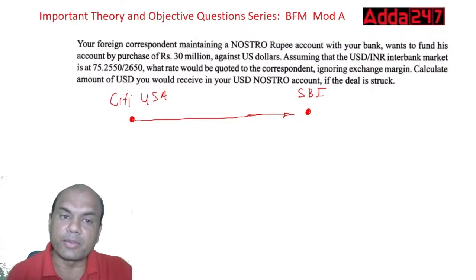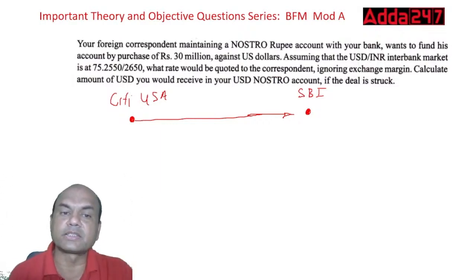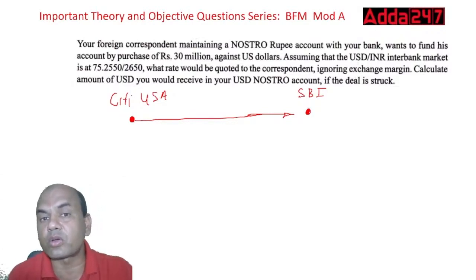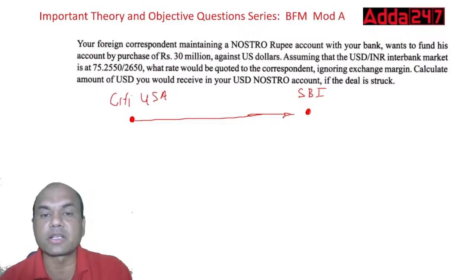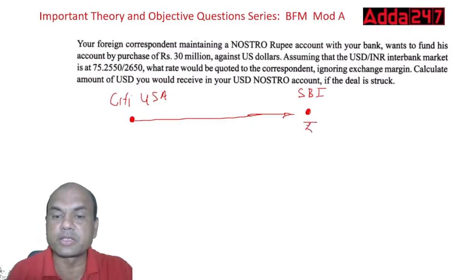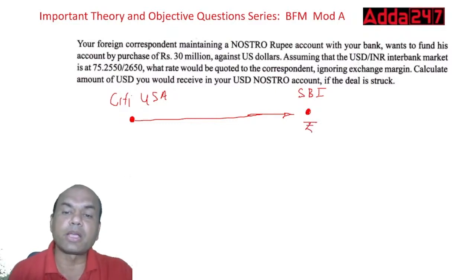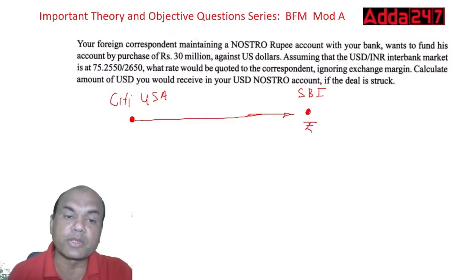Now type in the comment section, what will this account be called in the books of Citibank? Means Citibank will call this account as what? Nostro or Vostro. Type that. Citibank is maintaining a rupee account with SBI. Here it will maintain the rupee account only with SBI. So this rupee account maintained by Citibank with SBI will be called what in the books of Citibank?